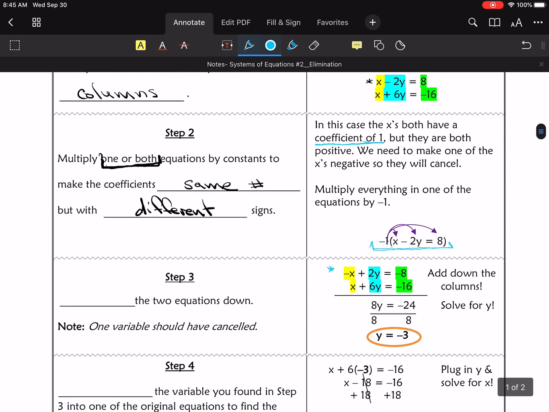Now, once I have a variable with same numbers in front but different signs, I'm going to add the two equations down, okay? So it's like combining like terms. So when I do negative x plus x, those cancel out. 2y plus 6y gives me 8y. And then negative 8 plus negative 16 gives me negative 24.